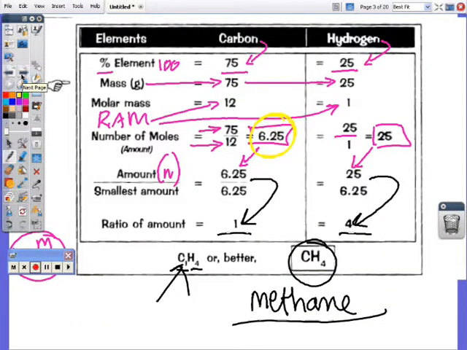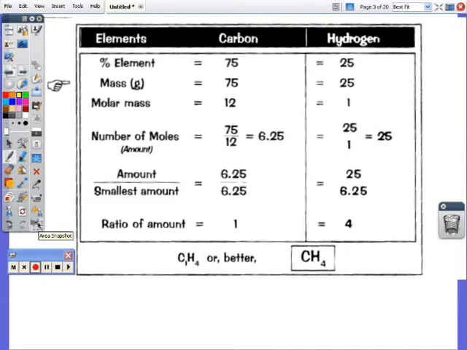Okay, so this looks a bit messy at the minute. We will probably just tidy that up and we'll start again. So in this instance we have been given the percentage of an element in a compound. So this particular compound is a hydrocarbon, and we have got 75% carbon and 25% of it is hydrogen.